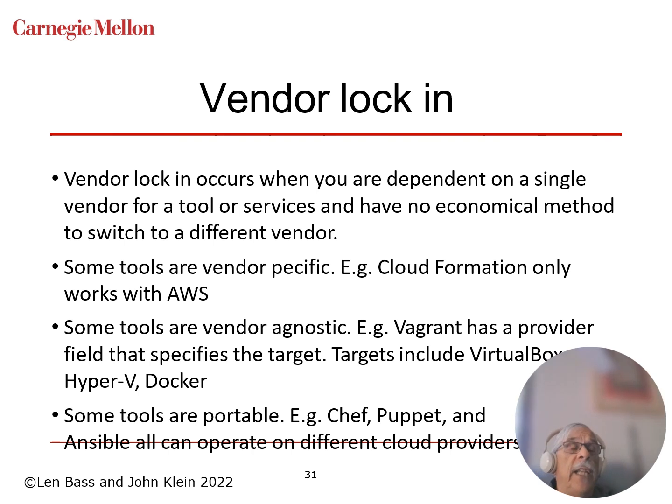And so if you're using a vendor provided provisioning tool, then you tend to get locked into that vendor. Some tools are vendor agnostic. Vagrant is vendor agnostic. Terraform is vendor agnostic. And the particular script specifies the target. So if you have a Vagrant script and you want to change it from using VirtualBox on your laptop to using AWS, it's not this simple, but it's more or less just a matter of changing the target within the script.